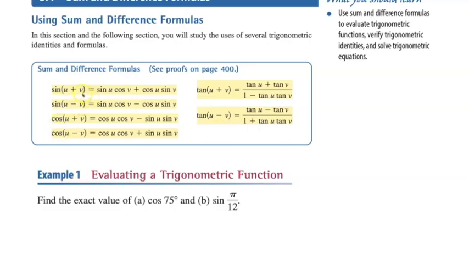I personally always remember that for sine, you keep the sign, but the trig functions interchange. It's a mix of sine and cosine. Where on cosine, it's opposite. It's cosine, cosine always, but the sign switches from plus to minus.